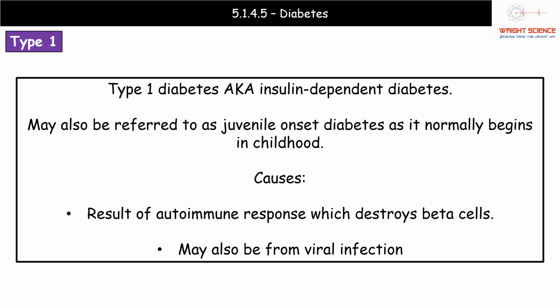Now, there are two types of diabetes that we need to know about. Type 1 diabetes is also known as insulin-dependent diabetes. Sometimes we call this juvenile onset diabetes because it normally begins in childhood. There are two key causes of type 1 diabetes. First is an autoimmune response which has destroyed the beta cells within the pancreas, and our beta cells are the ones responsible for releasing insulin. So if our beta cells have been destroyed, we've got no cells to release that insulin. The second potential cause may be certain viral infections. So autoimmune response or viral infection basically leads to our body's inability to produce the insulin we need.